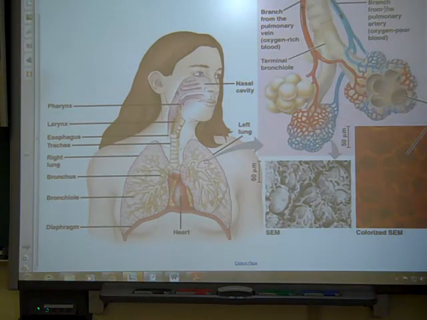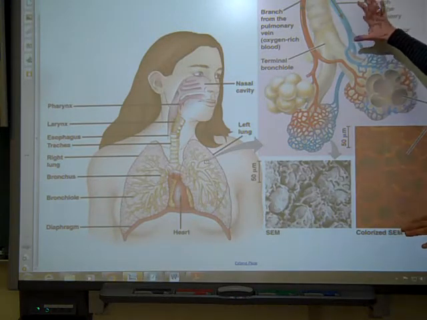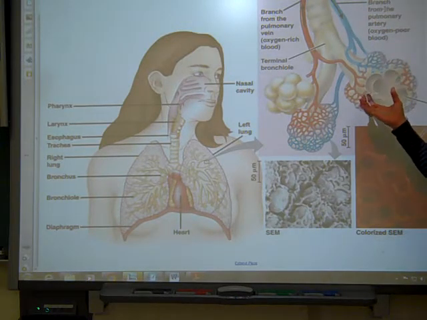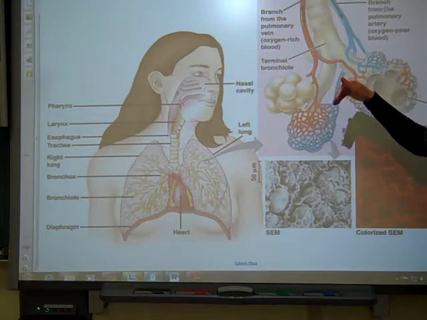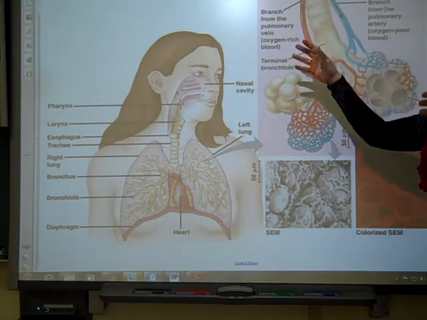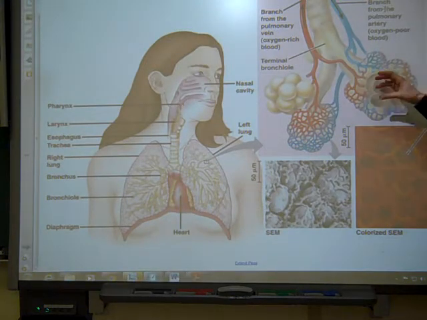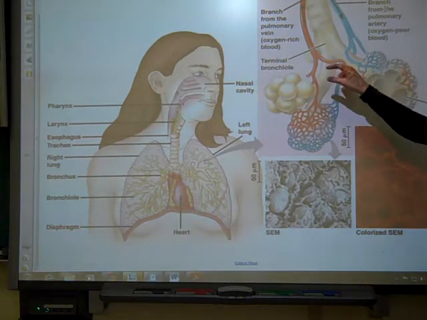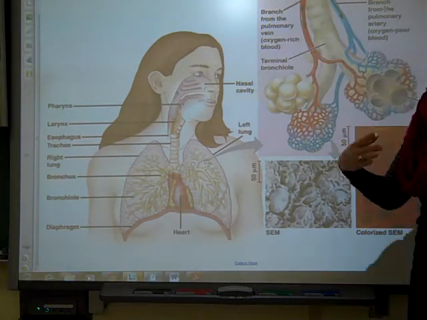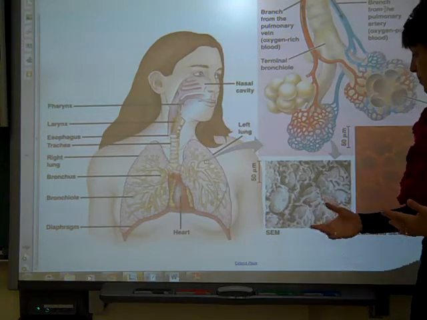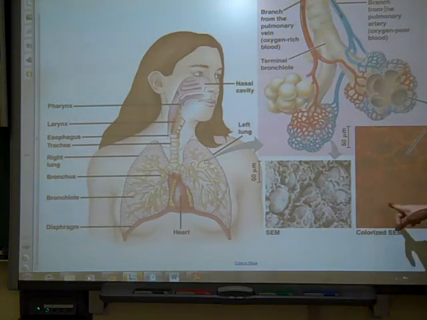So, blood that's coming from your body is deoxygenated, very poor levels of oxygen. So that needs to come to the lungs to receive oxygen. The carbon dioxide will go out and you will breathe it out. The oxygen will come in. That oxygen-rich blood now needs to go to your heart so that it can get pumped to the rest of your body. These pictures show the alveoli enlarged a little bit more.